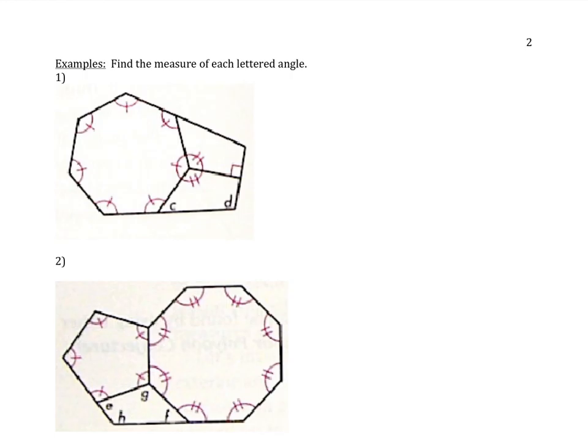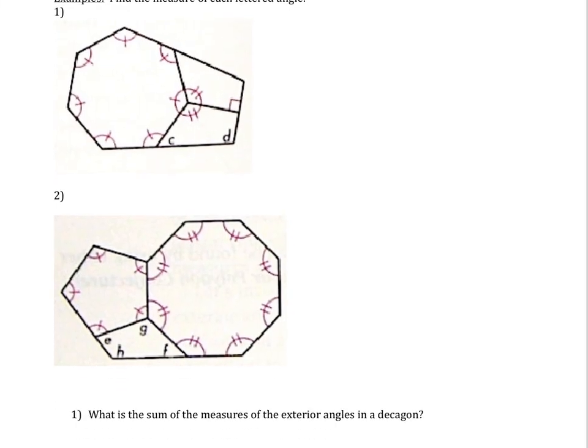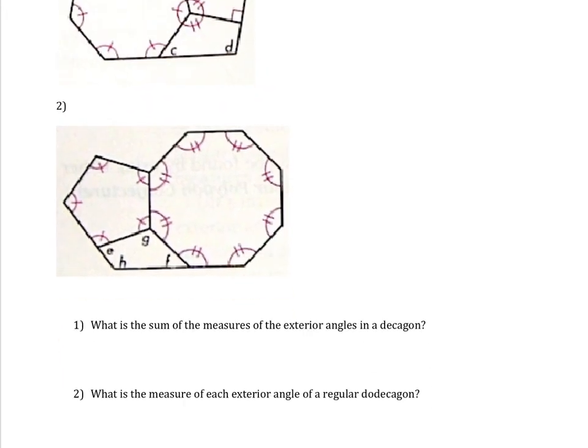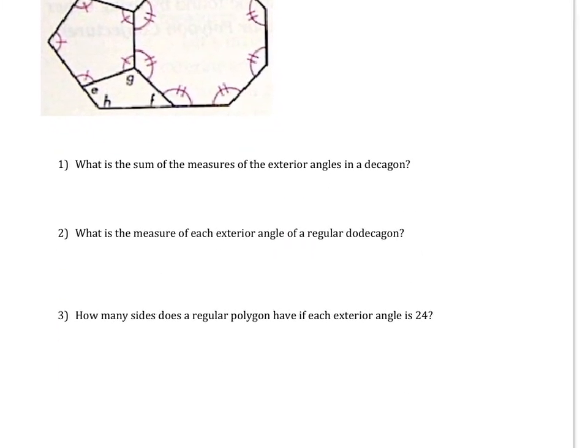So I'm going to do the problems down below first, and then come up to these number 1 and 2, which are harder. So number 1, what's the sum of the measures of the exterior angles in a decagon? It really doesn't matter what it is. If they're asking me for the sum of the exterior angles, it's always going to be 360.